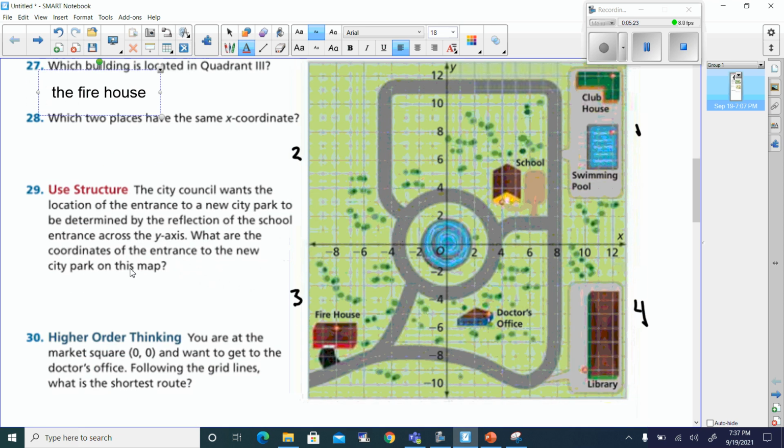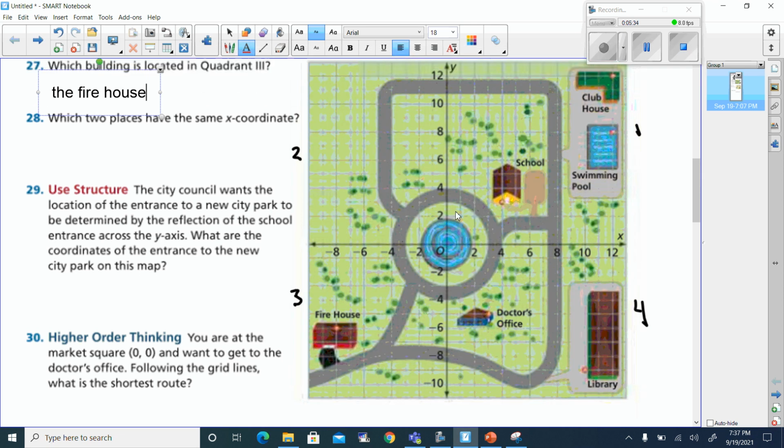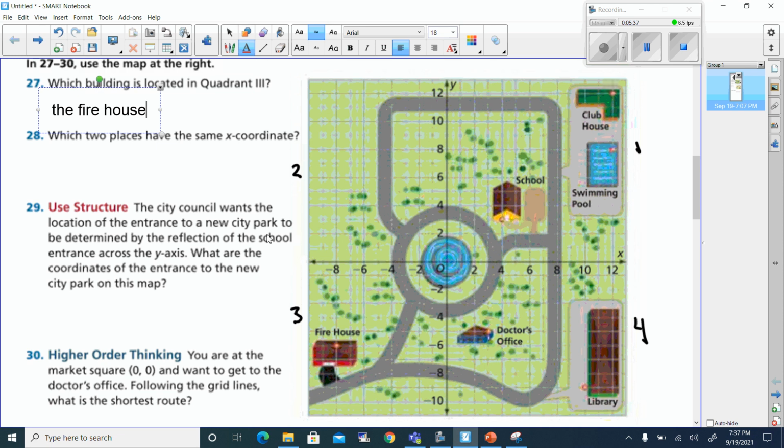All right. Number 29 is mine. The city council wants the location of the entrance to the new city park. And remember, the new city park is going to be, I guess, let's see, where is the new city park on this map? Wants the entrance to the new city park to be determined by the reflection of the school's entrance across the y-axis. Okay, here we go. Well, this is the school, right? And it says the school's entrance across the y-axis. The school's, let's see, reflection of the school entrance across the y-axis.